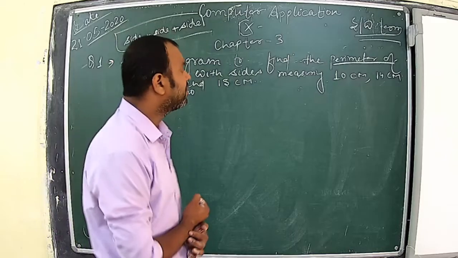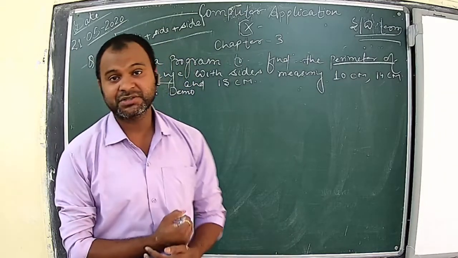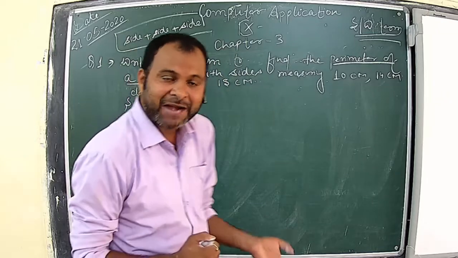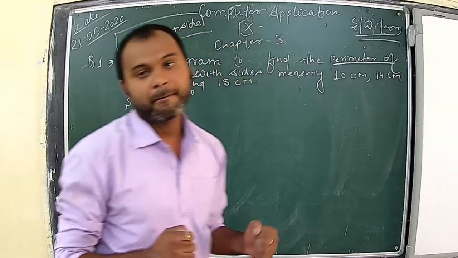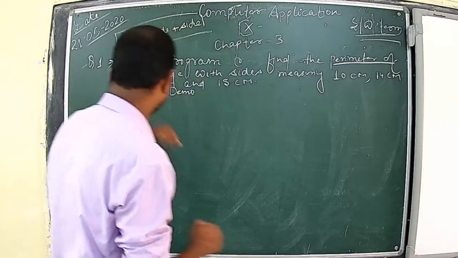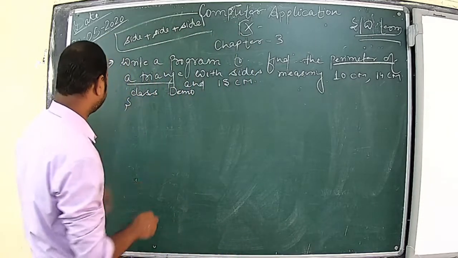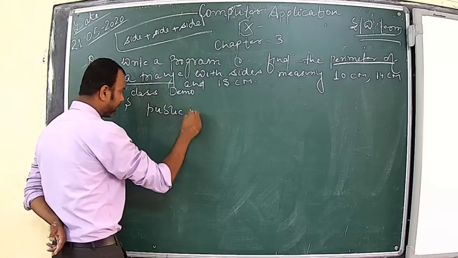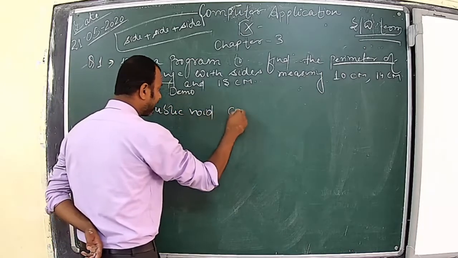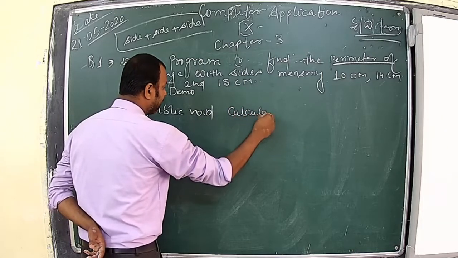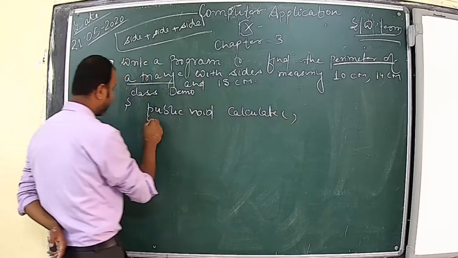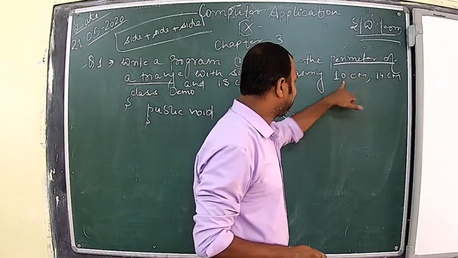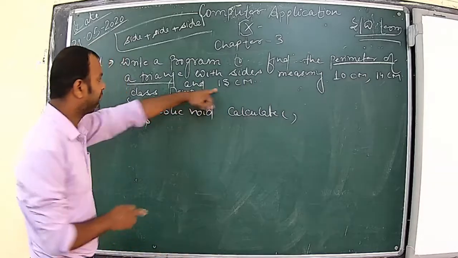Without function, without behavior, an object is nothing. To do any kind of operation, that operation can be performed only by a method. So we'll have one method, public void calculate. Calculate is a method, and here we have three values, 10, 14, and 15 centimeter.